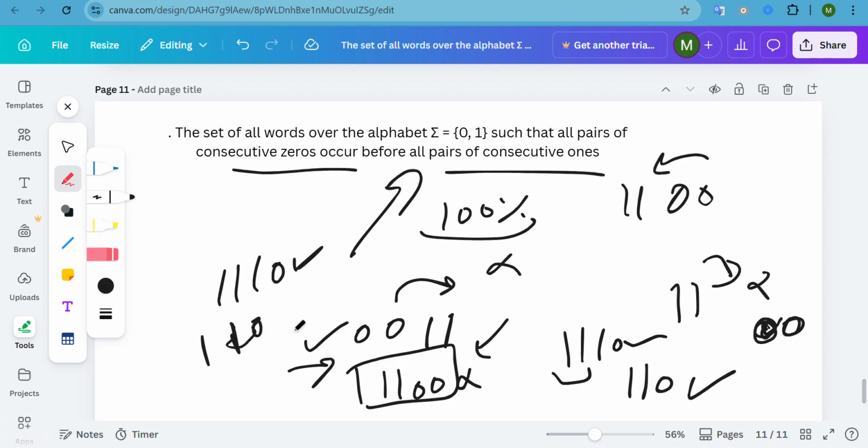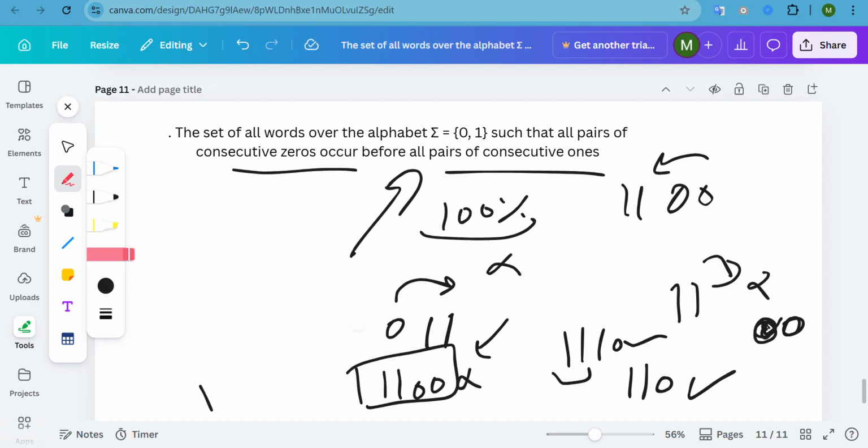111011, this is also allowed. 1110 is also allowed. So these are some of the things that you can do, and all of these possibilities are possible. Anyways, let's remove this, and I hope you understand the question.